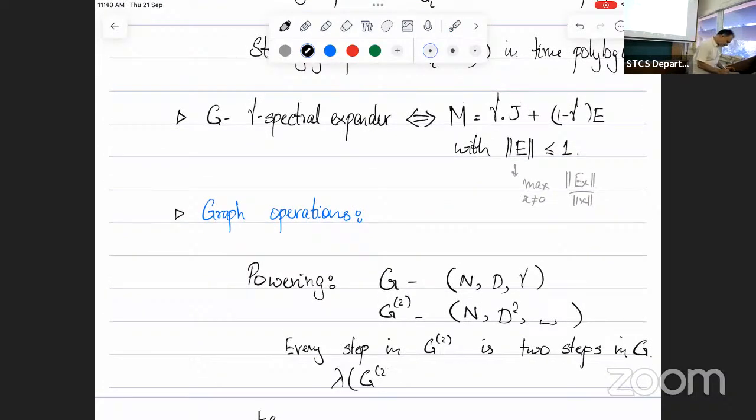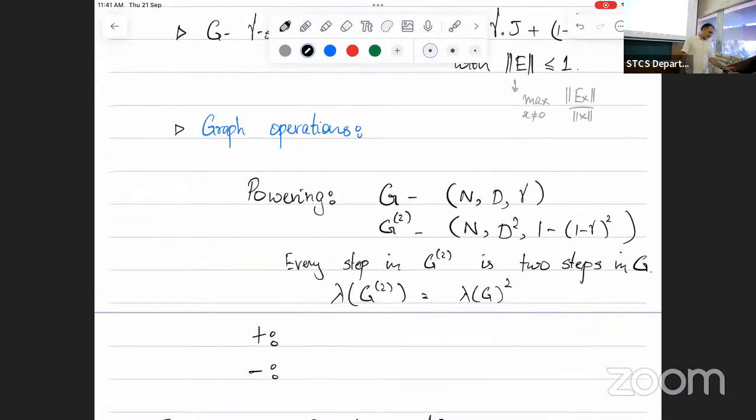So this was roughly what we saw last time, and it's easy to see that lambda of G squared is equal to lambda of G, the whole square. Therefore, this is going to be 1 minus (1 minus gamma) the whole square. In some sense, you can think of it as your eigenvalue dropping, which means your spectral gap increases.